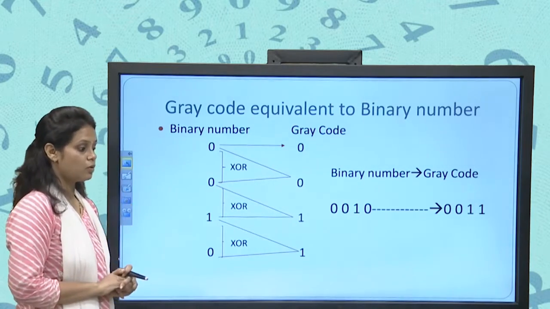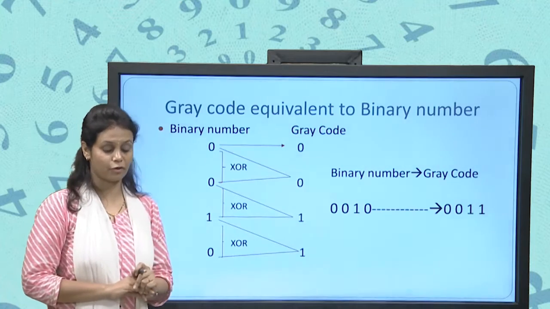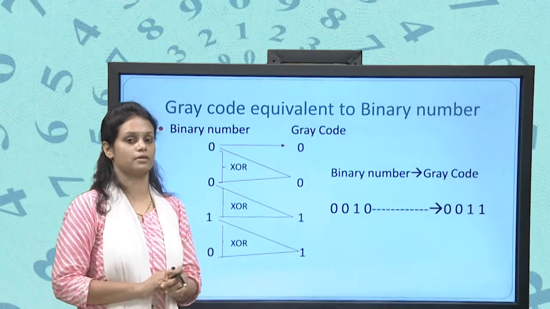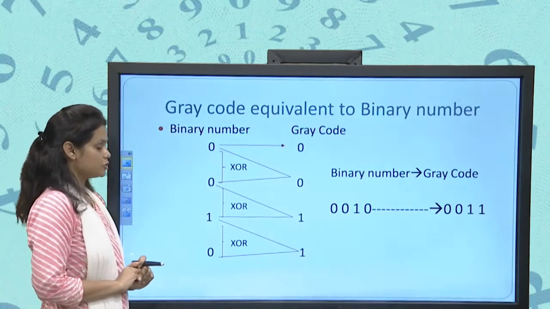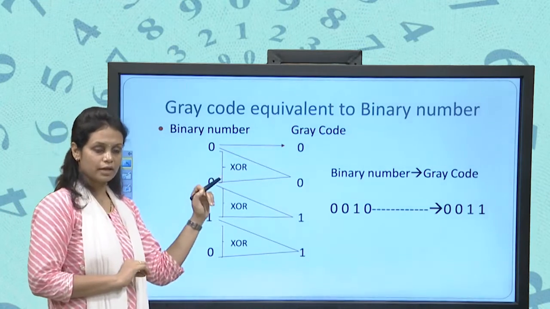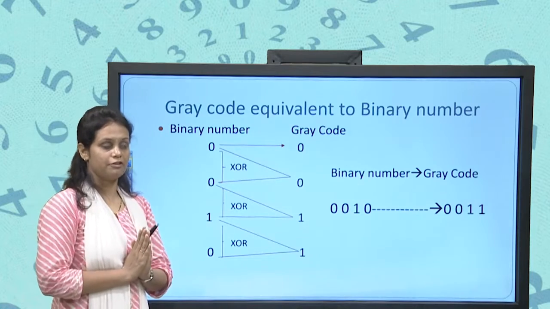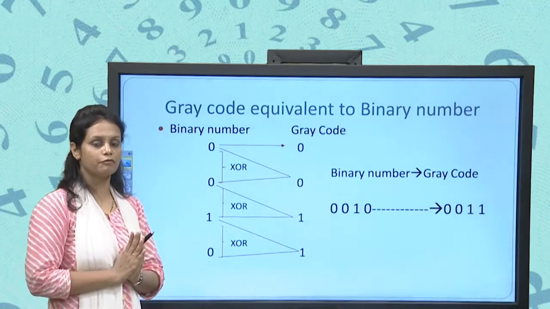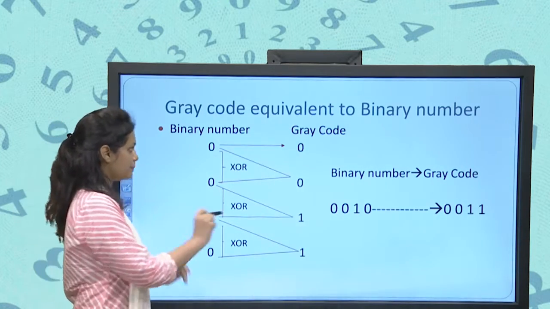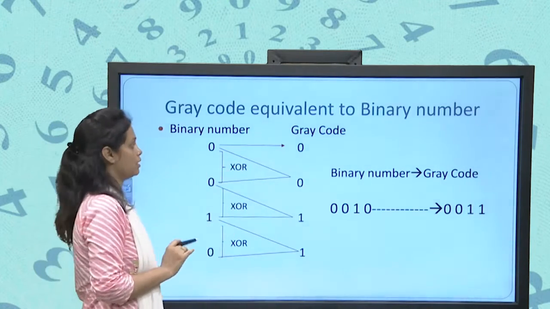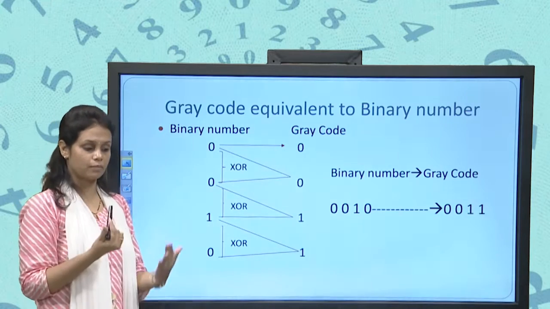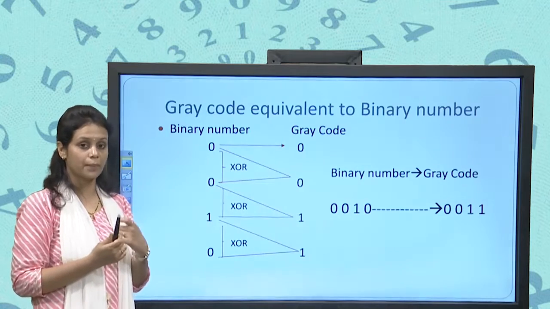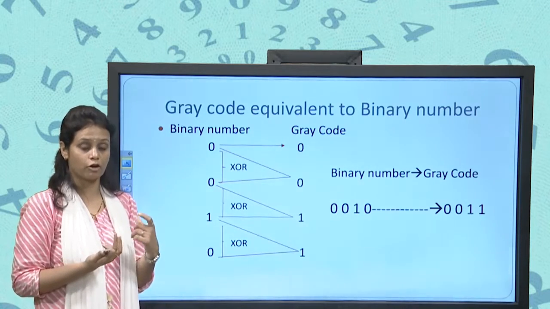Now what is the procedure behind this, and what is the importance of the XOR operation in this conversion? I will explain all this. First of all, for converting a binary number to the gray code, in the first step, the first bit we will keep as it is. So we will keep this 0 as it is. Now from the next step, step 2, we will make pairs of 2 bits.